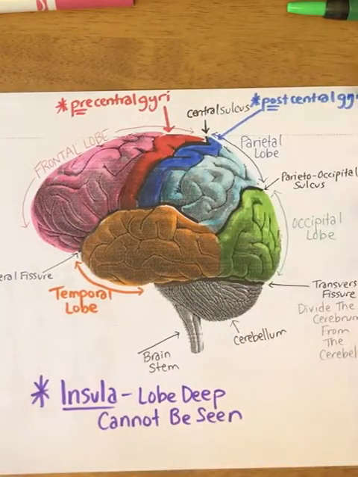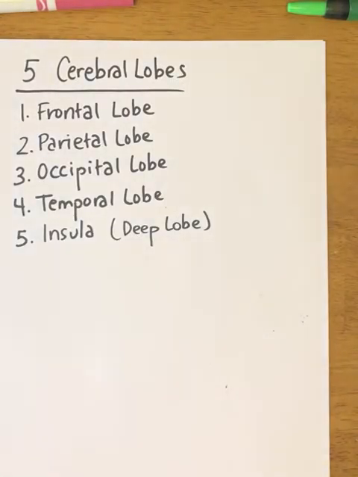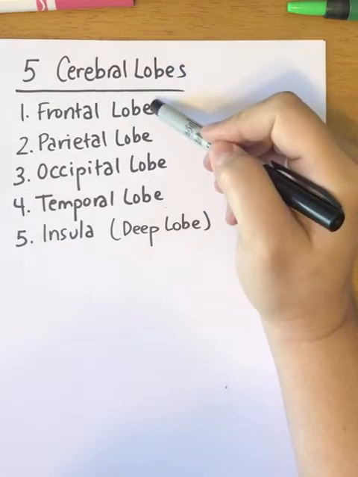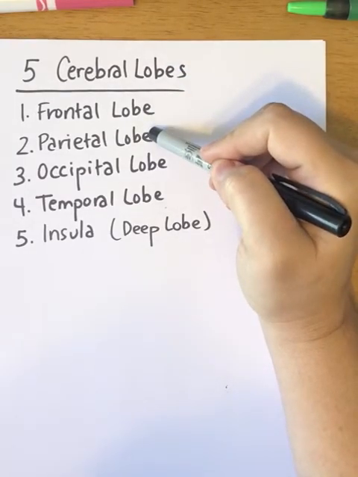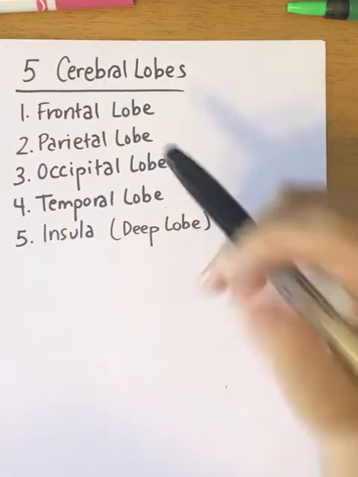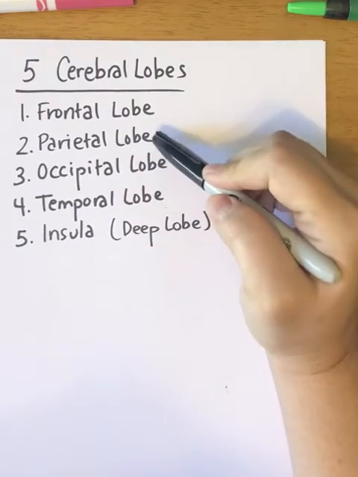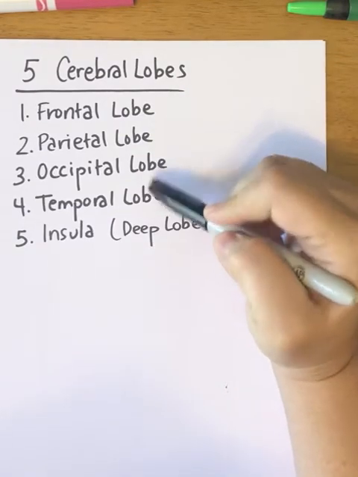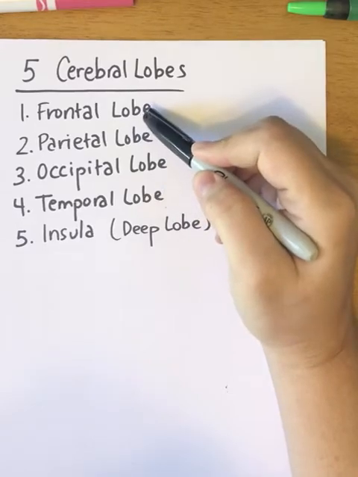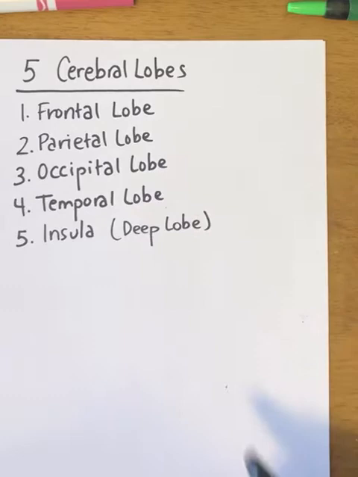Precentral gyri and postcentral gyri are important gyri that you'll need to understand. We have five cerebral lobes. Questions that you might see on the test: What divides the frontal lobe from the parietal lobe anatomically? You should say the central sulcus. What divides the parietal lobe from the occipital lobe? The parieto-occipital sulcus. What divides the temporal lobe from the frontal and parietal lobes? The lateral fissure. Now, the insula you can't see.